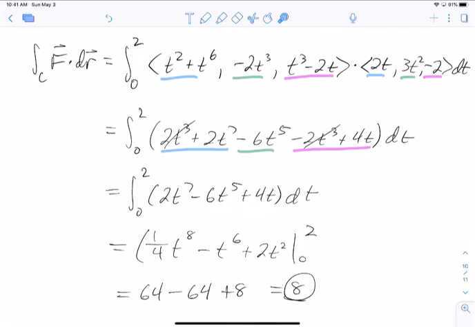So after all that, we're simply going to use the power rule: 1/4 t to the eighth minus t to the sixth plus 2t squared, evaluated from 0 to 2. And the arithmetic there gives us a result of 8.